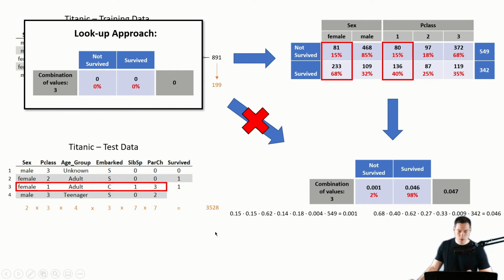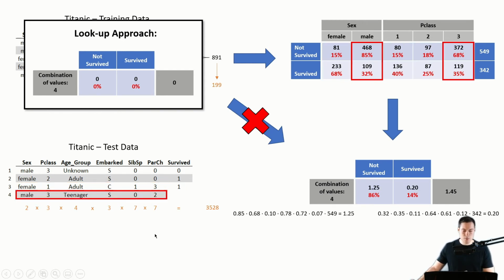So now let's do the same thing here for test passenger 4. And for that, again, we had 0 examples in our actual train data. So this lookup approach didn't work. And here, based on our estimation, we see that there is an 86% chance that this passenger did not survive. So that would be our prediction. So let's see if that's the case. And again, this prediction was correct.